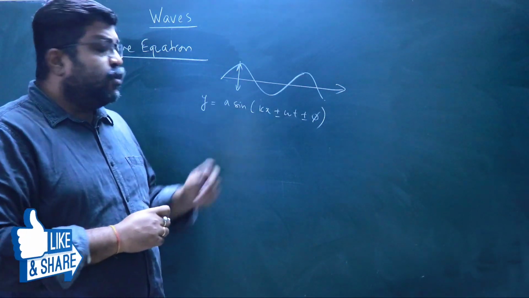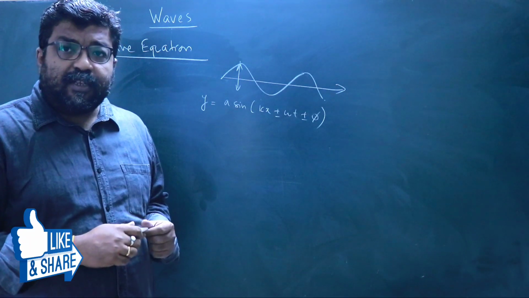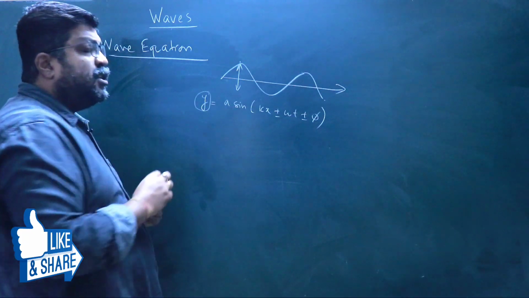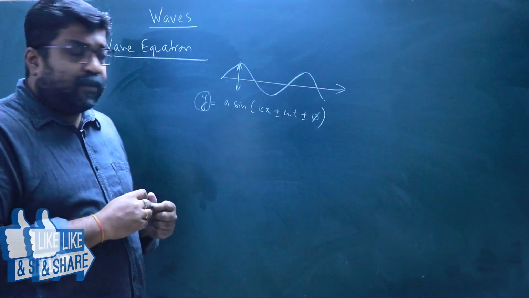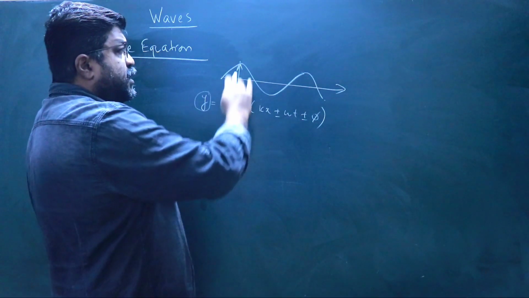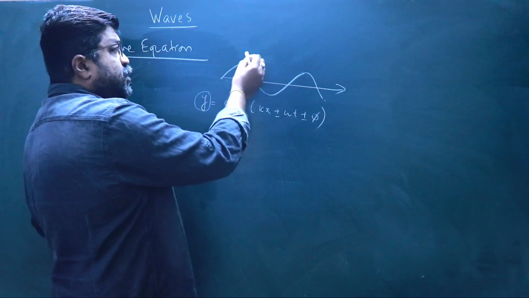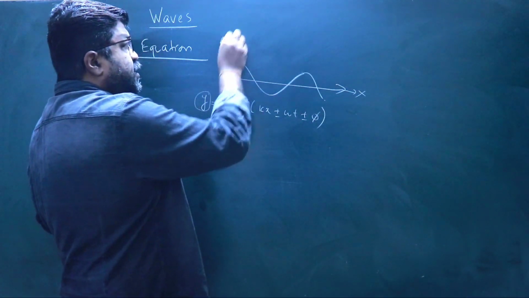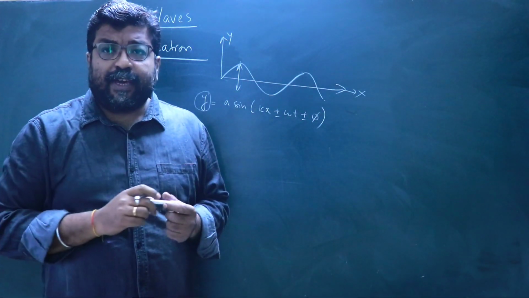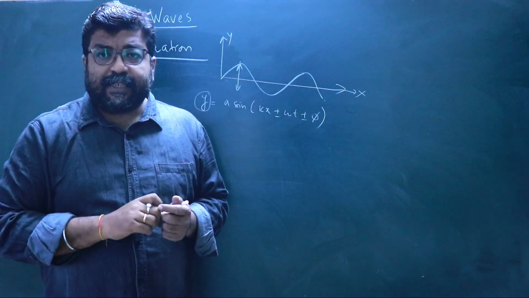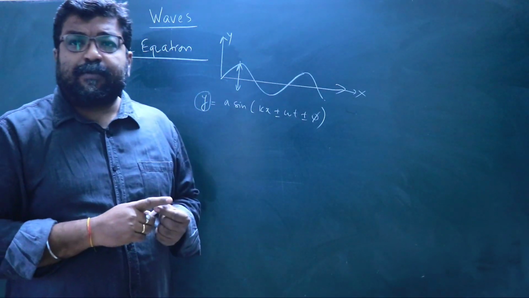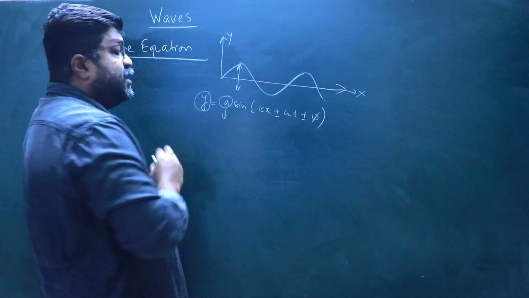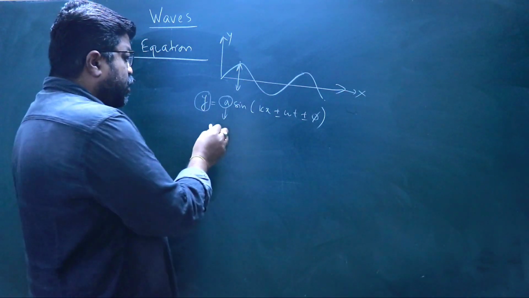Now we will see the meaning of each term involved in this equation. This y represents the displacement of the particle of the wave. The wave is propagating in this direction, and particles are vibrating like this. Suppose this is your x-axis and this is your y-axis. So particles are vibrating along the y-axis and the wave is propagating along the x-axis. So y represents the displacement of the particle. This a is the maximum displacement of the particle, and it is called amplitude.